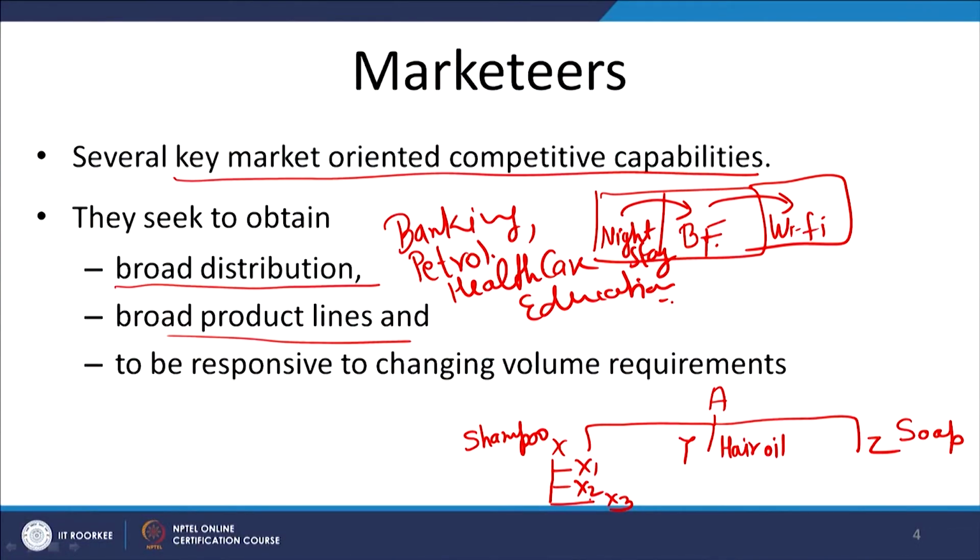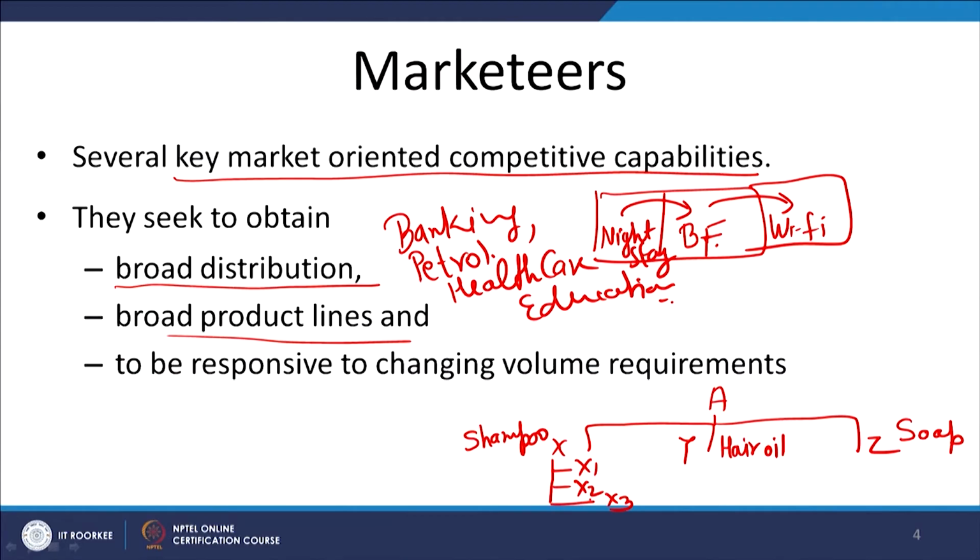If your shampoo is not doing well, then hair oil and soap can help you during those periods. If soap is not doing well, shampoo and hair oil can help you. So, by this permutation and combination, you can survive in all periods. So, broader product lines are also required when we are market oriented.